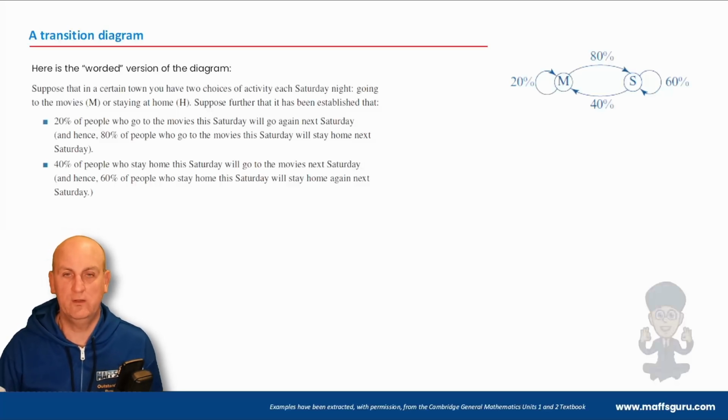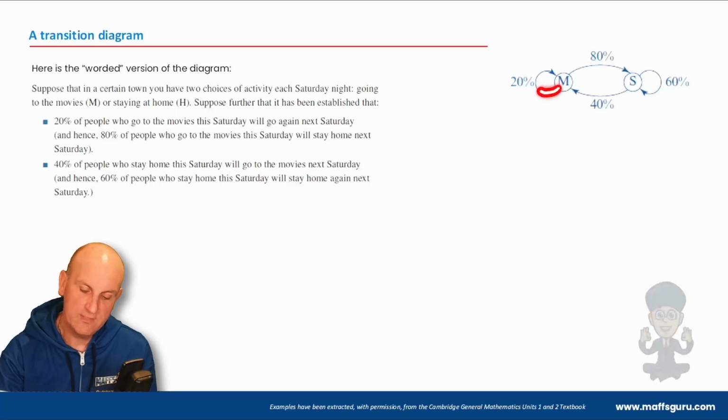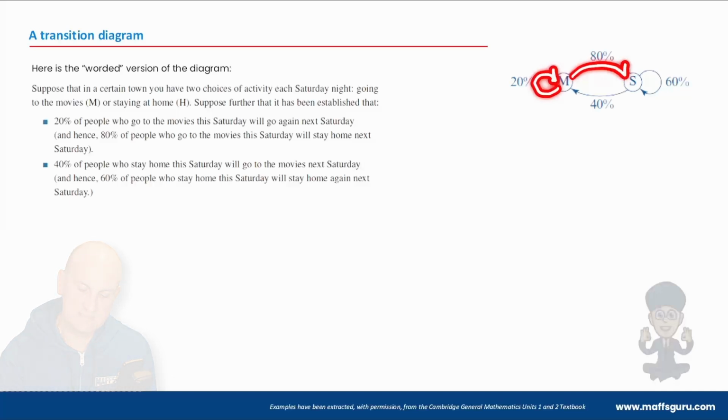20% of people who go to the movies on Saturday will go again next Saturday. Now, do you notice there, we're talking about a change of state. I'm going to use that word a little bit more later on, but we're going from this week to next week. Okay, that's fine. So 20% who go to the movies this Saturday will go again next Saturday. So what do we notice there? There we have the 20%. Now, automatically it would suggest that if 20% of them go to the movies, that 80% must stay at home.